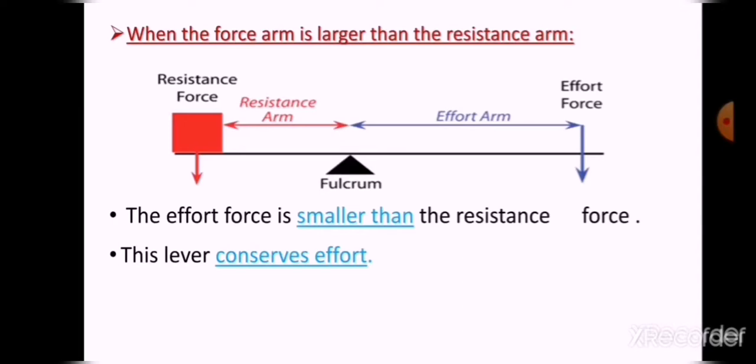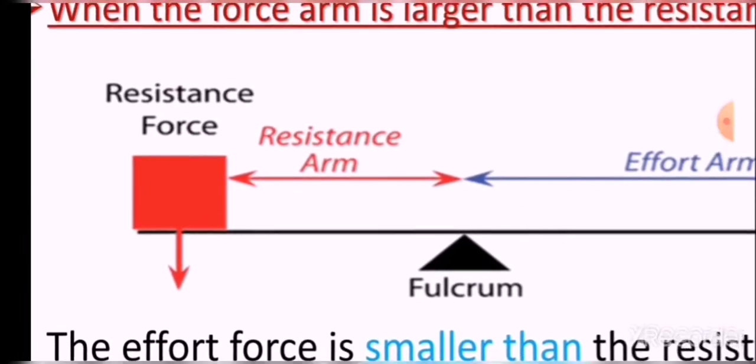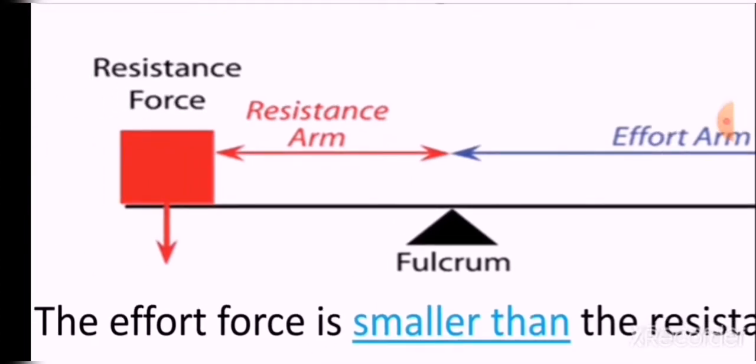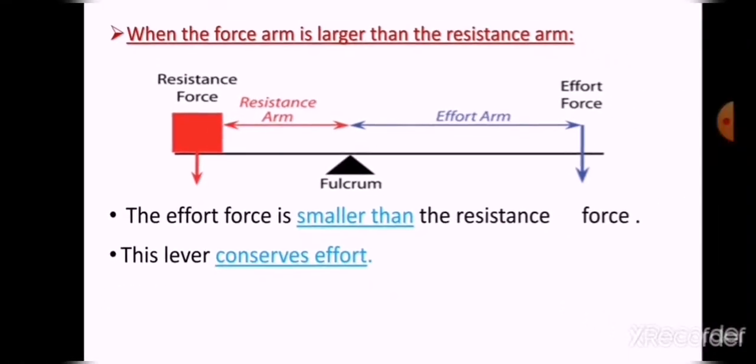When the effort force arm is longer than the resistance arm, the effort force is smaller than the resistance force according to the law of levers. So when the distance between the effort force and fulcrum is longer than the distance between the resistance force and fulcrum, the effort force must be smaller than the resistance force. So this lever conserves or saves effort.